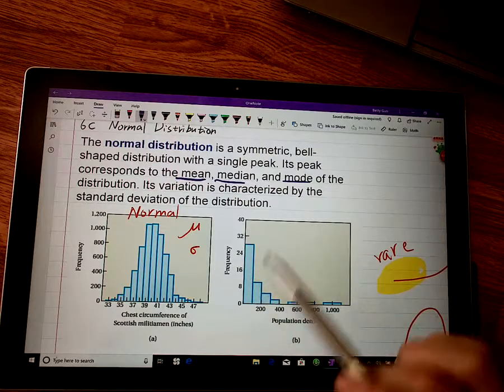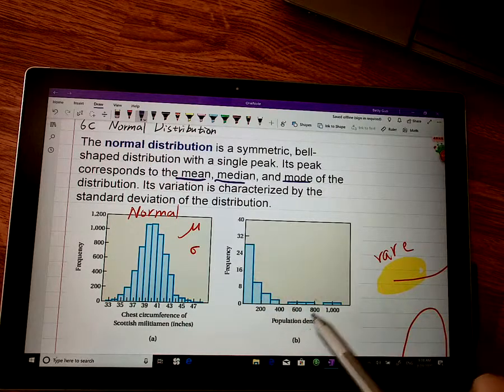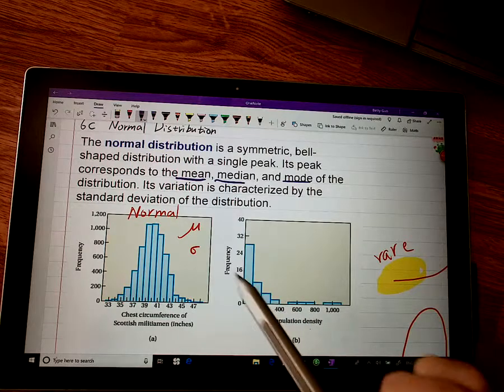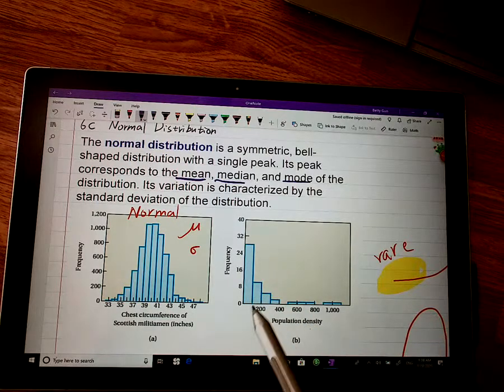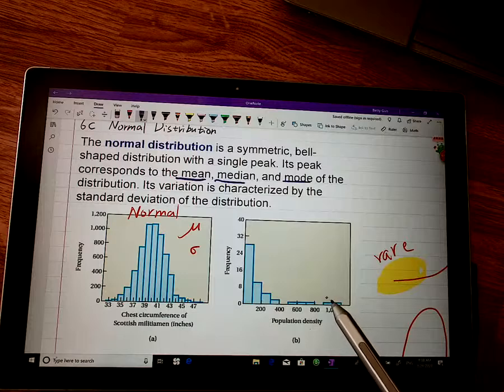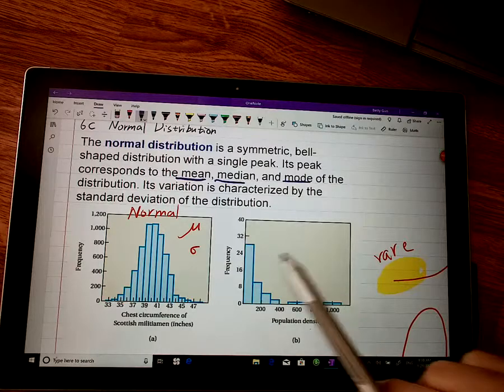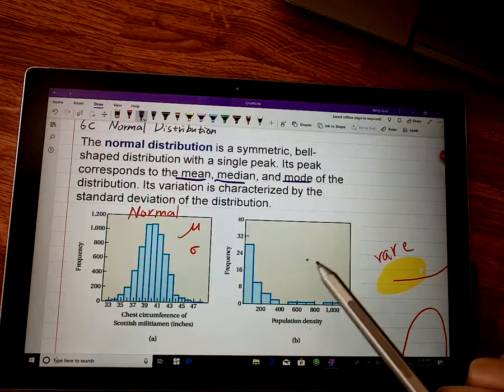The histogram on the right-hand side shows population density and frequency. Obviously, this one is not a normal distribution. It's not symmetric, and it's not bell-shaped.